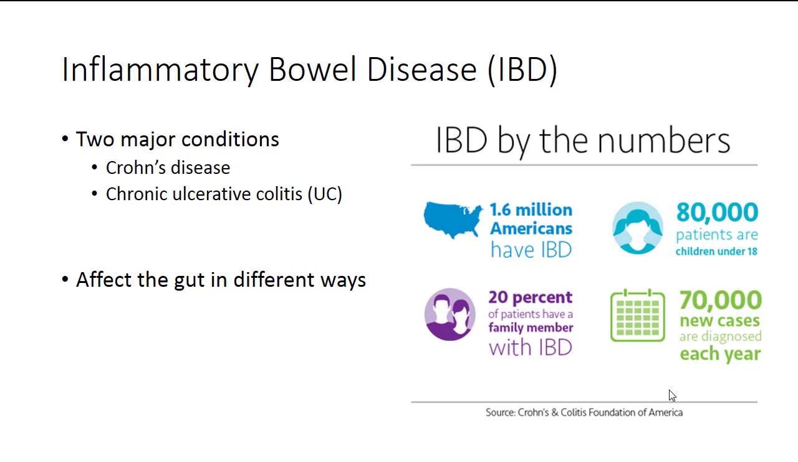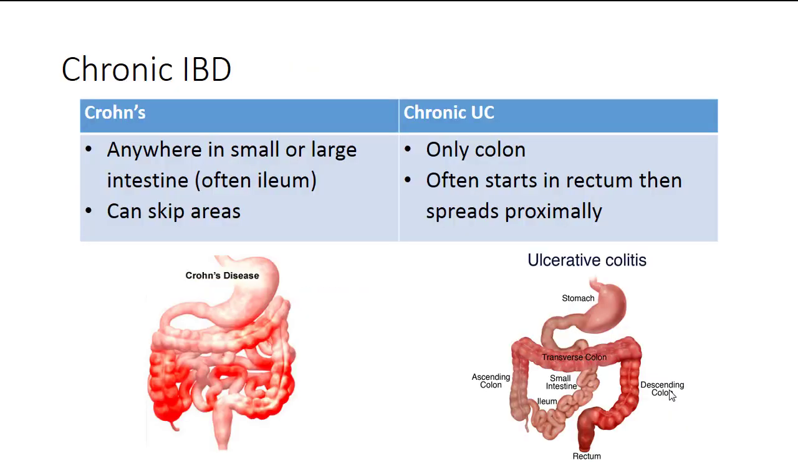In particular, we're going to talk about which parts of the GI tract are affected, and how the diseases are affecting the GI tract wall. Okay, so if we look first at the location, in Crohn's disease, the inflammation can be anywhere in the small or the large intestine. It's often found in the ileum, which is the last part of the small intestine as the GI tract is transitioning into the colon, or the large intestine. But really it can be anywhere in the small or large intestine.